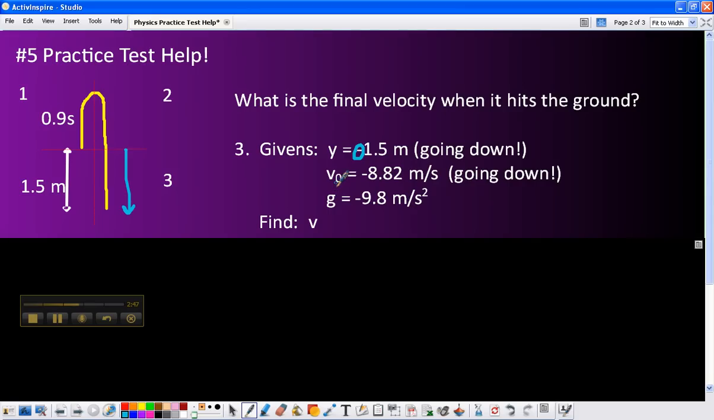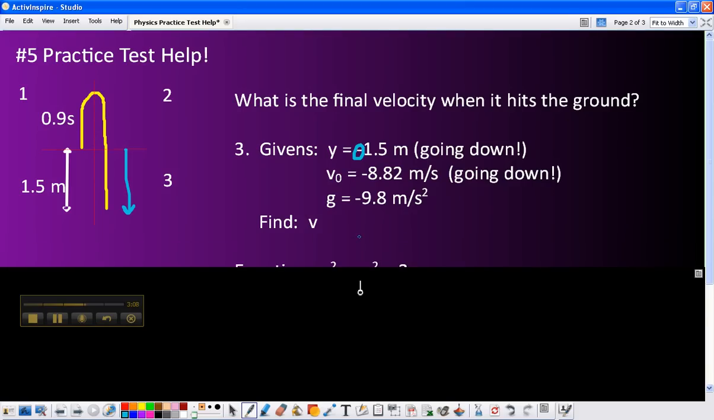We know that v naught, since we found it from the beginning over here in section 1, was positive 8.82 meters per second. Over here in section 3, sorry, that's my dog Mabel, in section 3 it's going to be negative 8.82, and g is negative 9.8 still, and it wants us to find the final velocity.